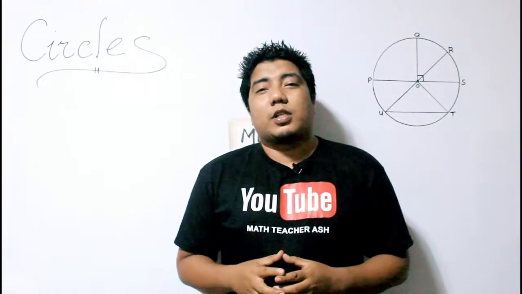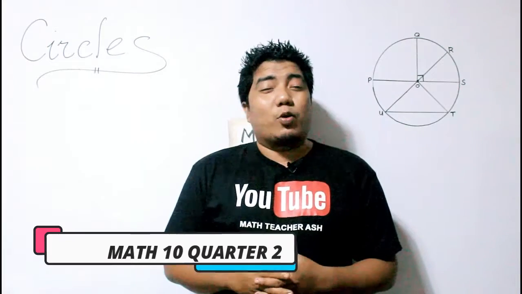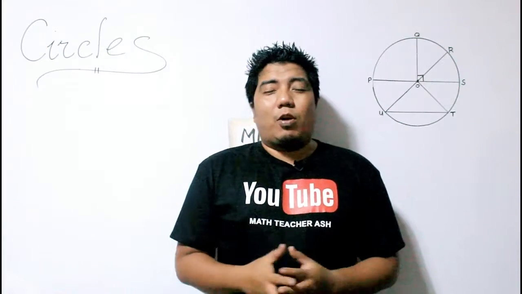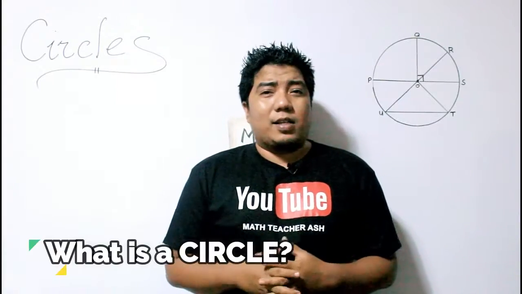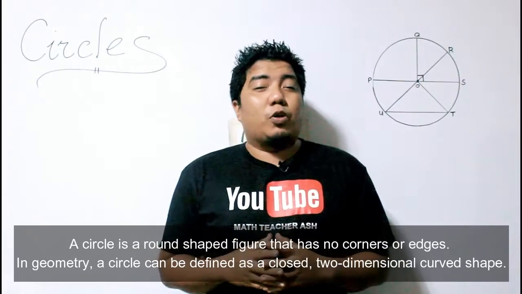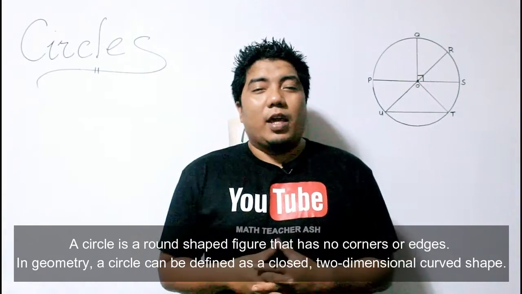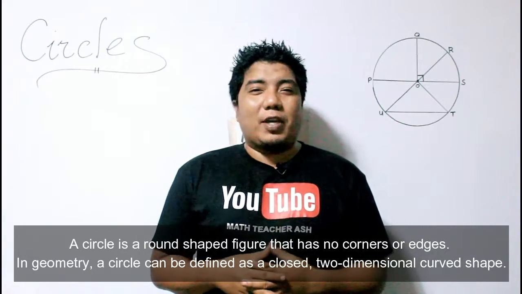Today, we're going to discuss the most essential learning competency-based lesson for quarter 2 of grade 10 mathematics, which is all about circles. Now, the first question is, what is a circle? A circle is a round-shaped figure with no corners or edges. In geometry, it is a closed two-dimensional curve-shaped figure.